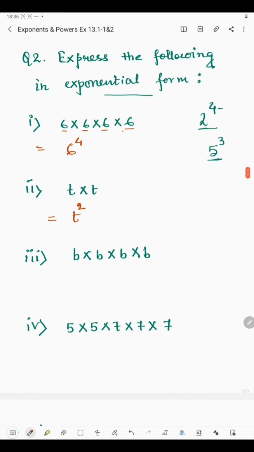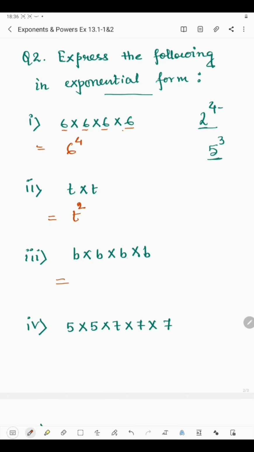Now coming to the third part. In the third part we have b multiplied by b multiplied by b multiplied by b. Here b is repeated 4 times, so b will be the base. Since it is repeated 4 times, the power will be 4. So the answer of the third part is b raised to the power 4.